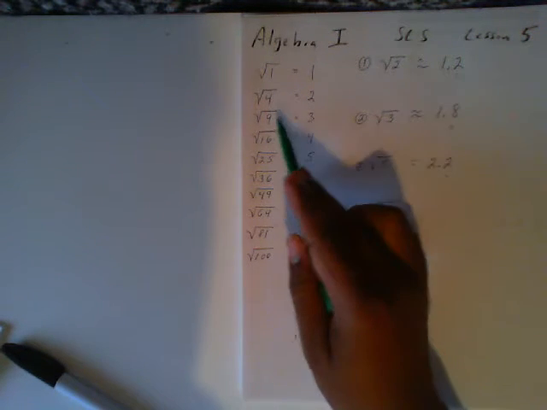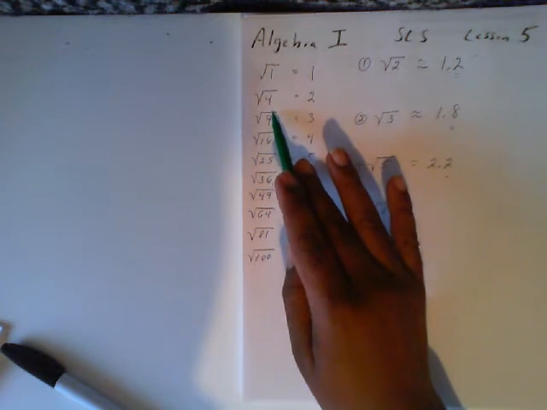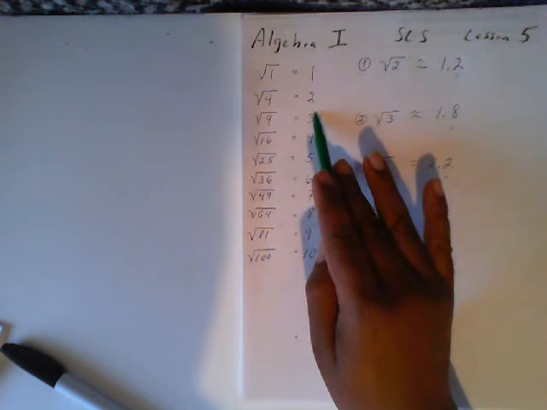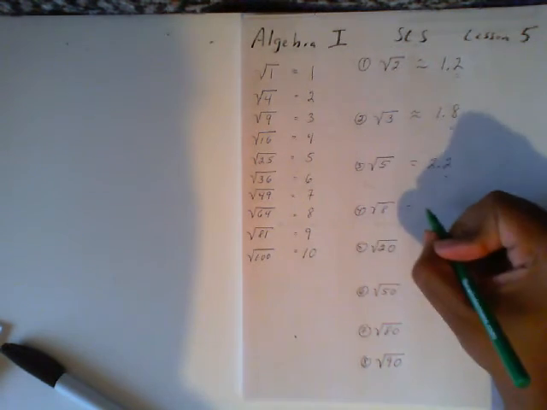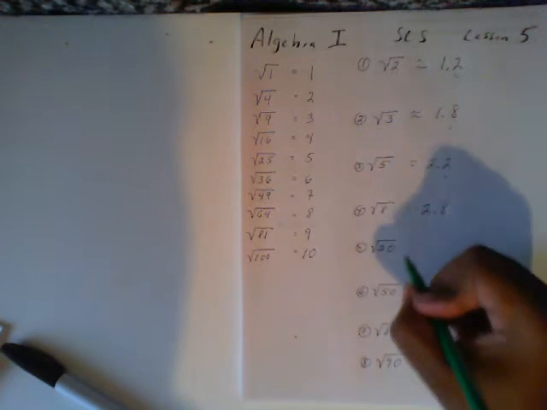The square root of 8. The square root of 8 is between the square root of 4 and the square root of 9, and it's closer to the 9. That means that it'll be between 2 and 3, but closer to the 3. So let's say 2.8. That brings it closer to the 3.